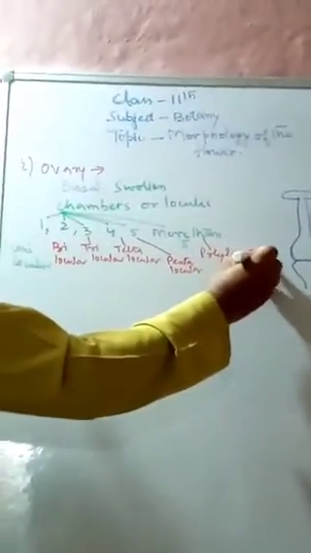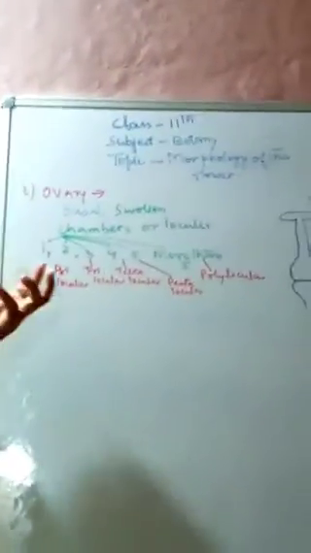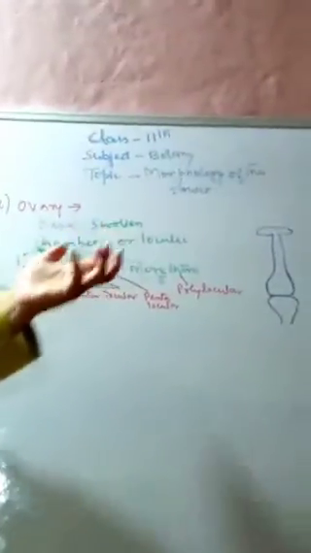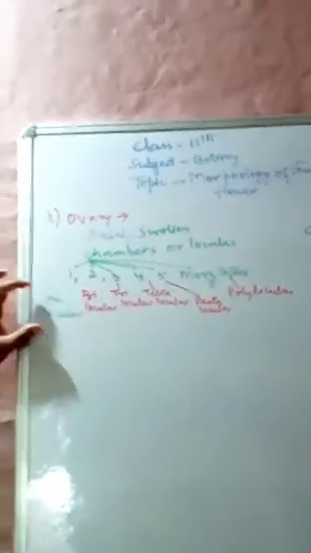And when we have more than five, we call it polylocular. So this ovary has many chambers, and these chambers are locules. There may be one chamber, two, three, four or five chambers. When there is only one chamber, it is called unilocular. The ovary may be bilocular, trilocular, tetralocular, pentalocular, or polylocular, when there are more than five, or many locules or chambers present in the ovary.